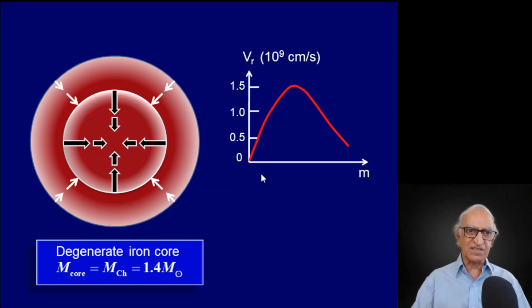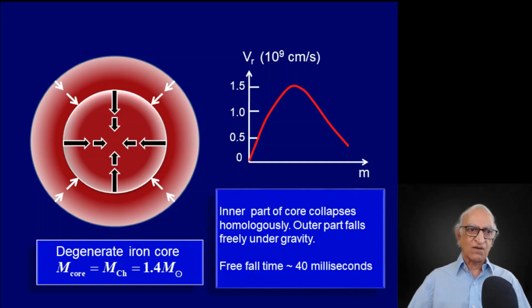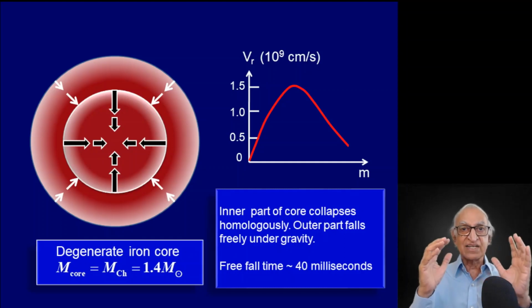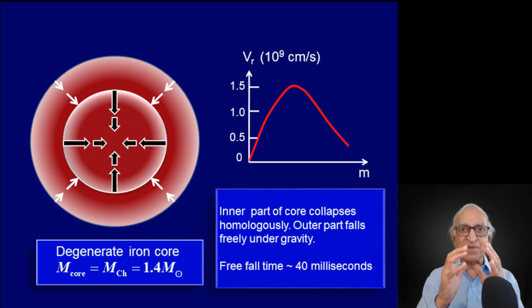So now let's see what I'm trying to tell you. What computer calculations show is that the inner part of the core collapses homologously. What does homologous collapse mean? As the inner portion of the core collapses, the density profile is maintained. The density as a function of r is maintained even as the core contracts to smaller and smaller radius. This is known as homologous collapse.